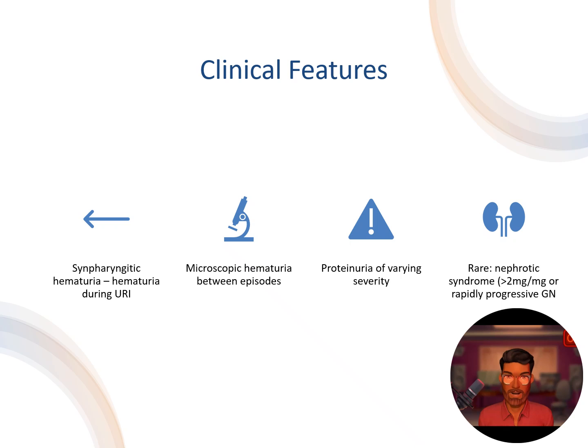Sometimes it's subnephrotic, sometimes it's minimal, and proteinuria itself gives us an insight into how significant the disease burden is. What is rare is nephrotic range proteinuria and rapidly progressive glomerulonephritis, meaning RPGN.